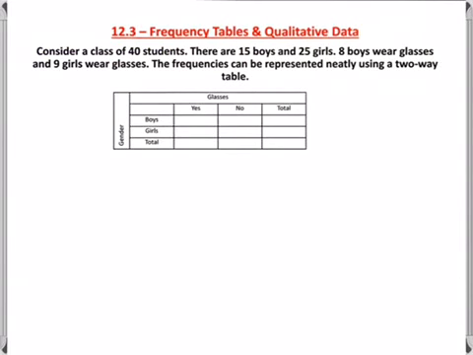So here we're considering a class of 40 students. There are 15 boys, 25 girls. 8 boys wear glasses. 9 girls wear glasses. The frequencies can be represented neatly using a two-way table. So we're going to take all of this information, so 15 boys, 25 girls, 8 wearing glasses for boys, and 9 wearing glasses for girls, and we're going to try to fill in this two-way frequency table.